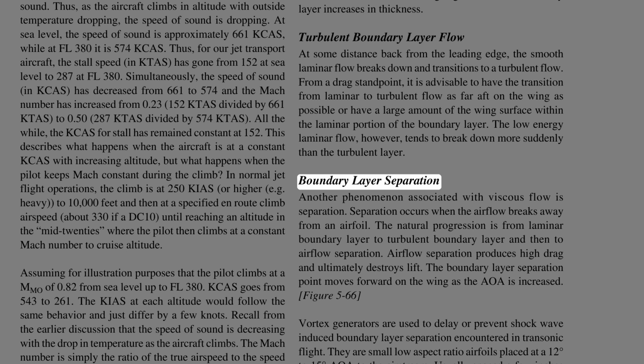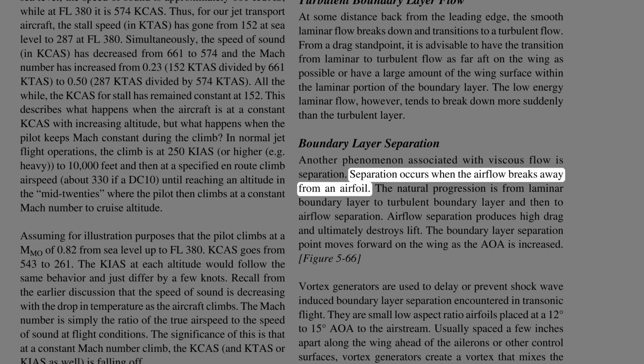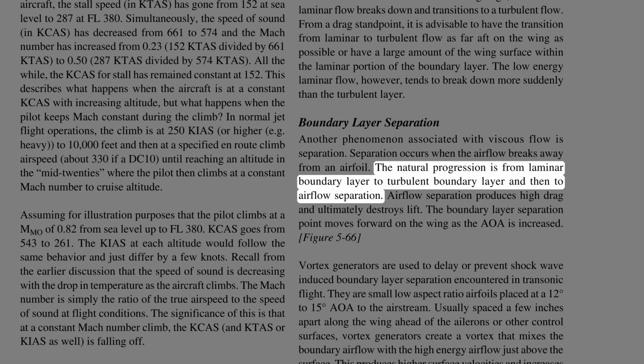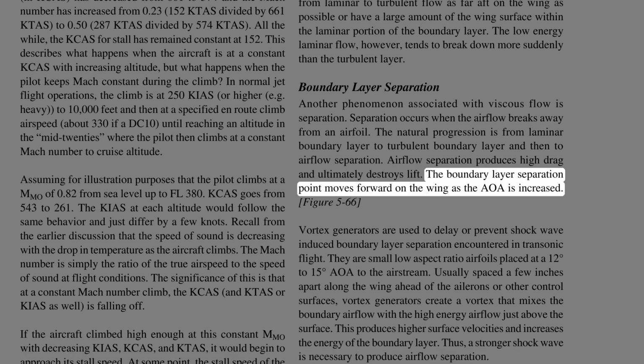Boundary layer separation. Another phenomenon associated with viscous flow is separation. Separation occurs when the airflow breaks away from an airfoil. The natural progression is from laminar boundary layer to turbulent boundary layer and then to airflow separation. Airflow separation produces high drag and ultimately destroys lift. The boundary layer separation point moves forward on the wing as the AOA is increased.